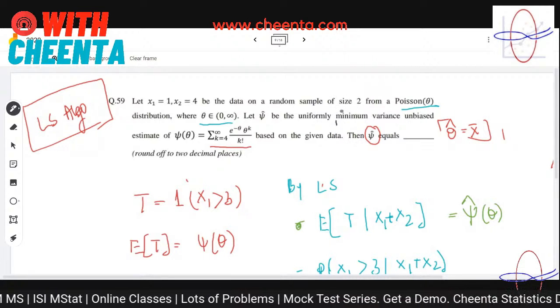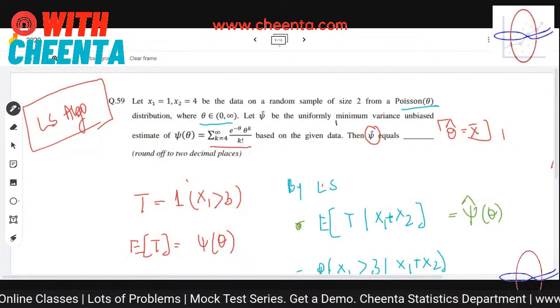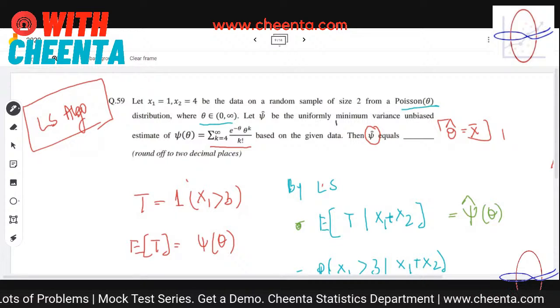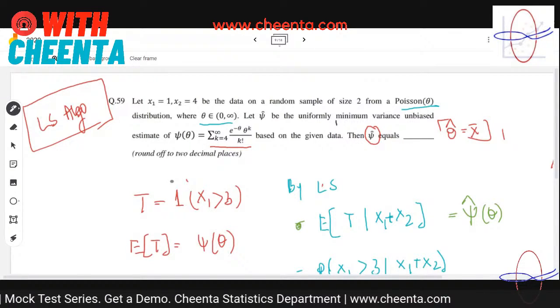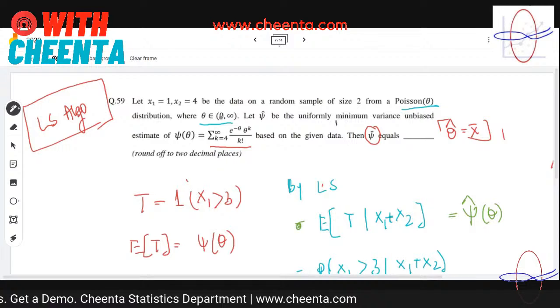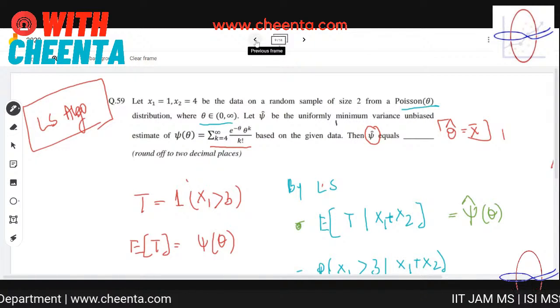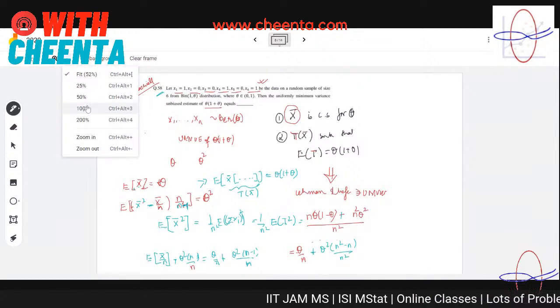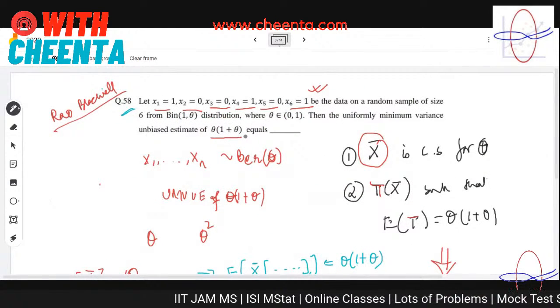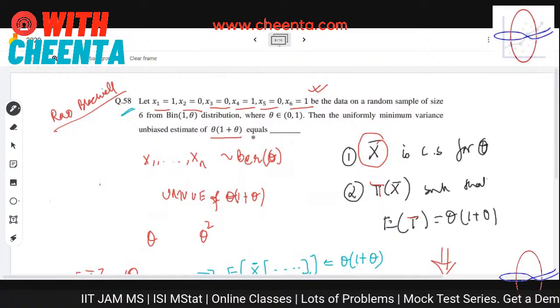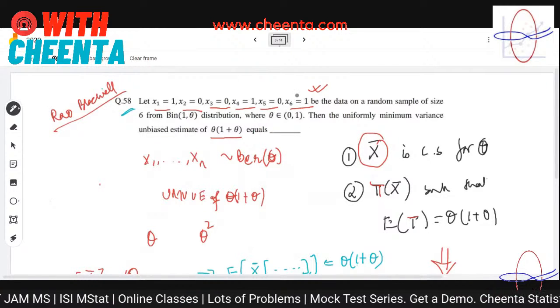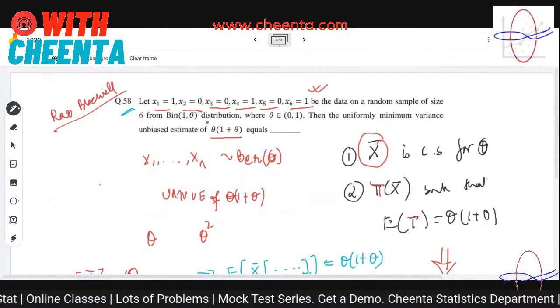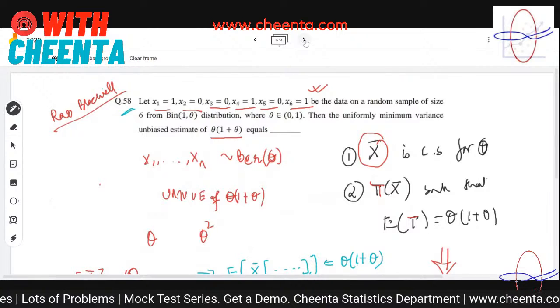If you remember the algorithms to find the UMVUE, the most important one is Lehmann-Scheffé. Whenever you are given a weird parameter to estimate, you can use Lehmann-Scheffé. For example, take this one. It's not an easy parameter to understand, right? It's not a normal parameter, it's a function of the normal parameter.